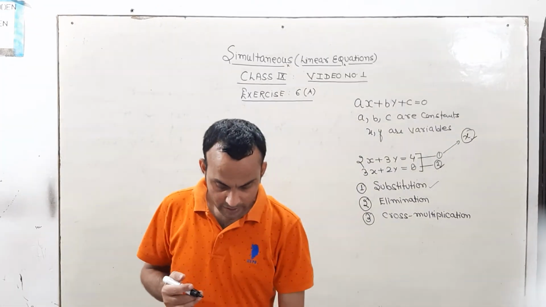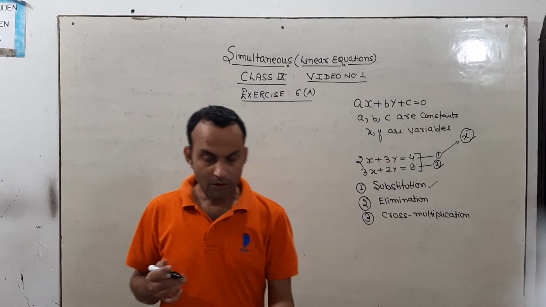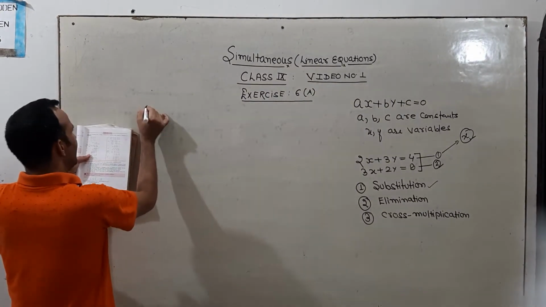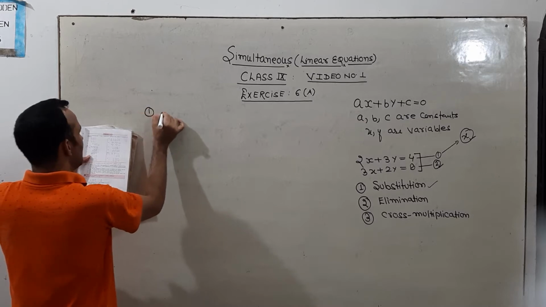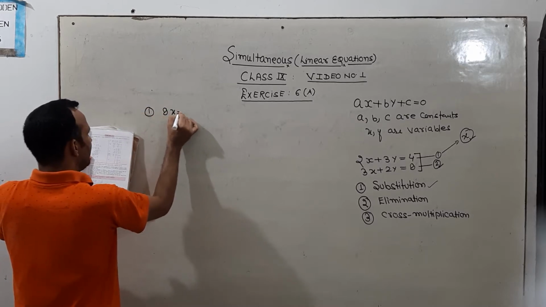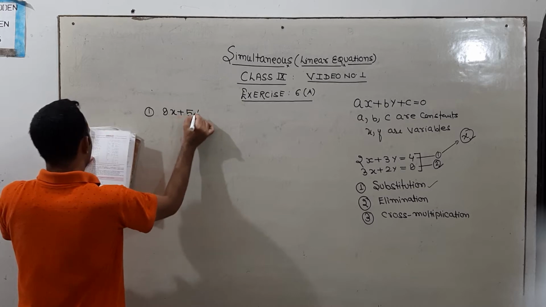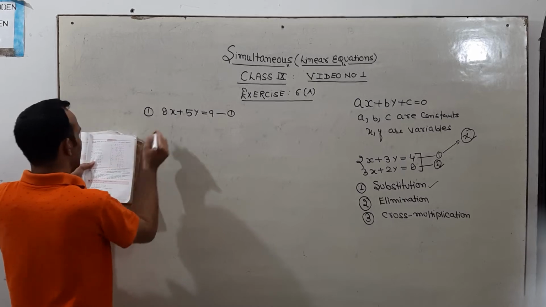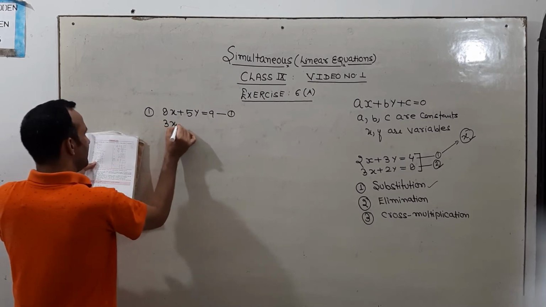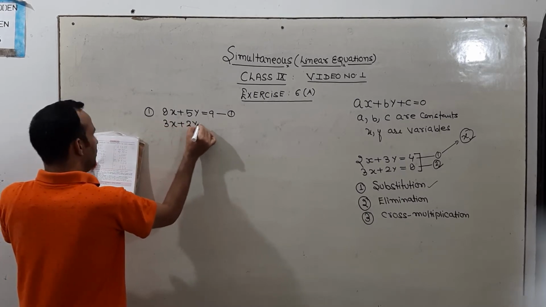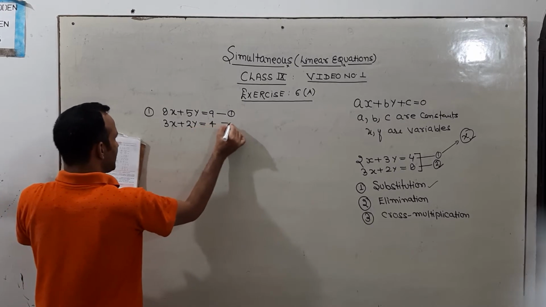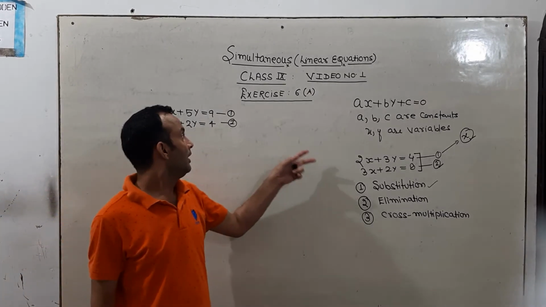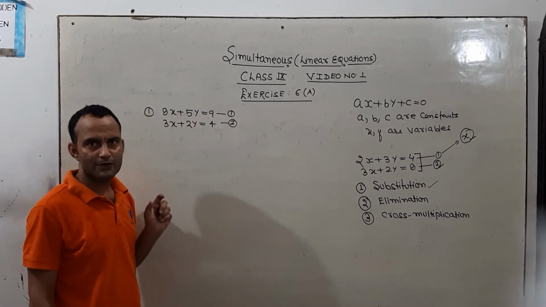Now to explain all this concept, I am going to take some problems. Let us suppose the first problem is 8x plus 5y is equal to 9. Consider that this is the first equation. Next is 3x plus 2y is equal to 4. This is the second equation.